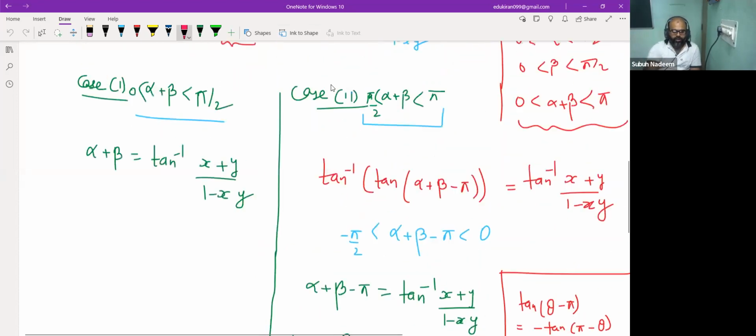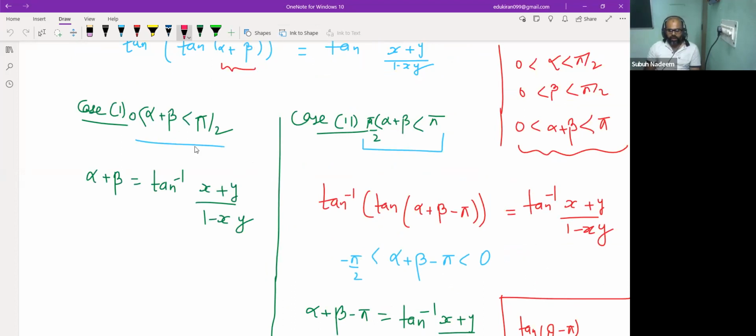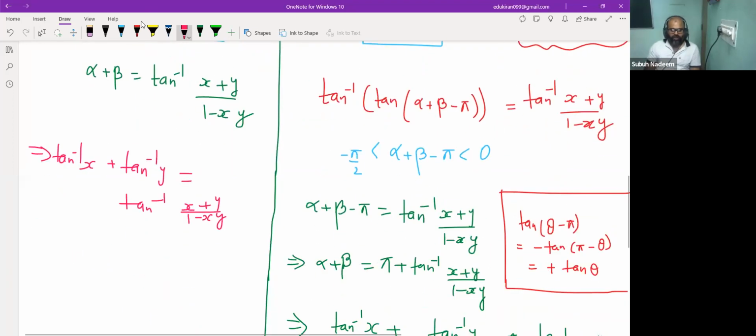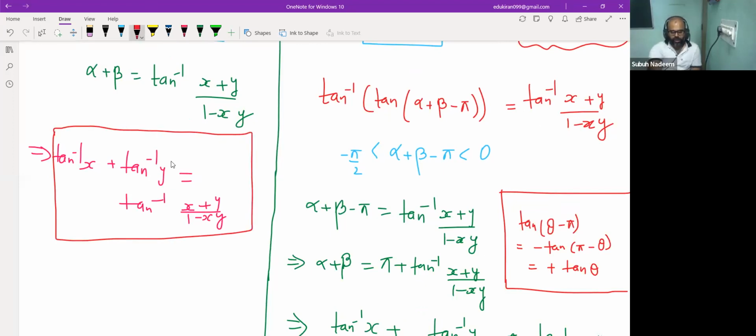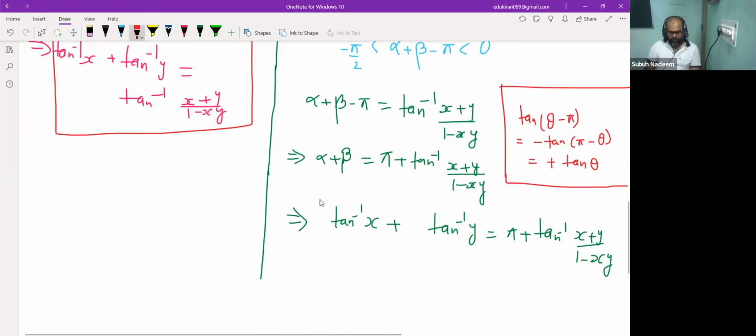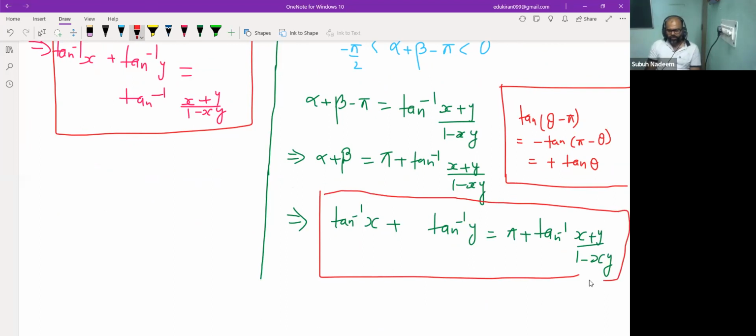So now the point is this alpha beta condition. Alpha is tan inverse x, beta is tan inverse y. So this is equal to tan inverse of x plus y by 1 minus xy. So till here it is okay that we have got two different formulas. One formula is this and another formula is this. But when to apply which formula? Because we don't have alpha and beta here, we have x and y. So when will we apply this formula and when will we apply the other?